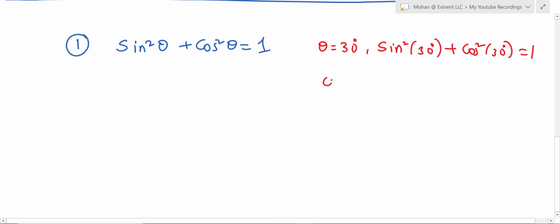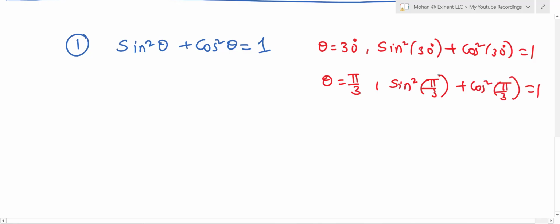Okay. Let us suppose if I put theta is equal to pi by 3, that is 60 degrees, then of course sine square pi by 3 plus cos square pi by 3 is 1. So you can just check also. Basically, you know that sine pi by 3 is root 3 by 2. So it is root 3 by 2 whole square plus cos pi by 3 is 1 by 2, so 1 by 2 whole square. It is supposed to be 1.